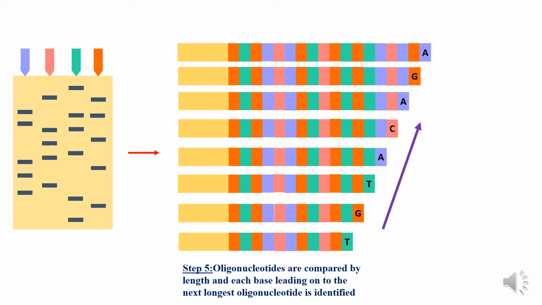In this manner, by comparing the sizes of the oligonucleotides, we can determine exactly which nucleotide follows the one before it. Hence, we have obtained the sequence of the DNA chain complementary to the single-stranded template utilized in this process.